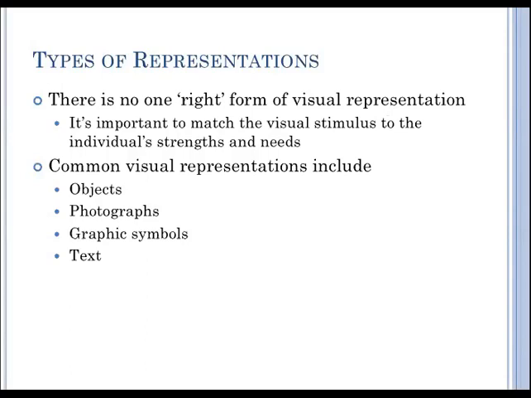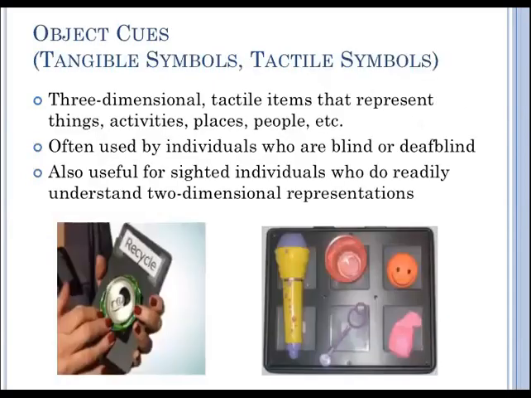Commonly, we're going to use things like objects or photographs or some sort of black line drawing graphic symbol, or if we've got a reader that we're working with, somebody who has the ability to read, we might be using text as well. So that's commonly the general categories of visual representations that we might use. And it's really important to carefully select representations that are a good fit for given individuals. Before we get to talking about how we choose representations for individuals, let me just talk a little bit about the specific kinds of representations so that you all have a sense of what it is I'm talking about.